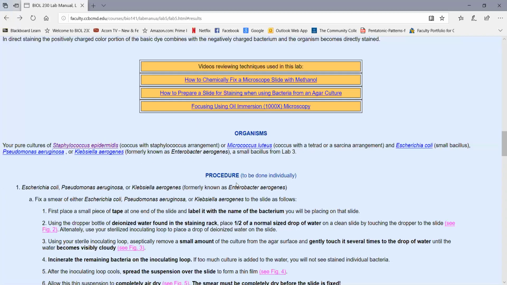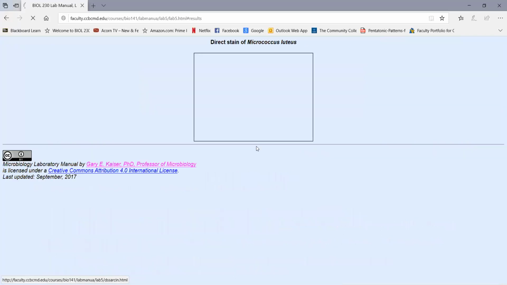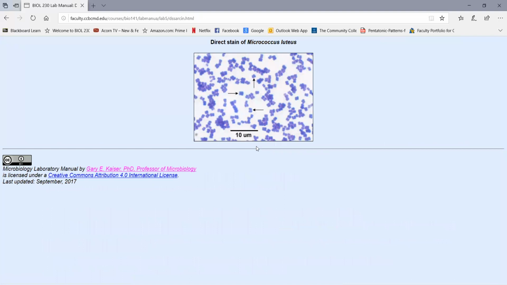On the other hand, if you isolated Micrococcus luteus from lab 3, again, as the genus name tells you, it's a coccus, but this is a coccus that forms either a tetrad or sarcina arrangement. So again, you're going to be looking for cocci arranged in squares of 4. And remember, since it's hard to tell a tetrad from a sarcina, a square of 4 from a cube of 8, we just say tetrad or sarcina.